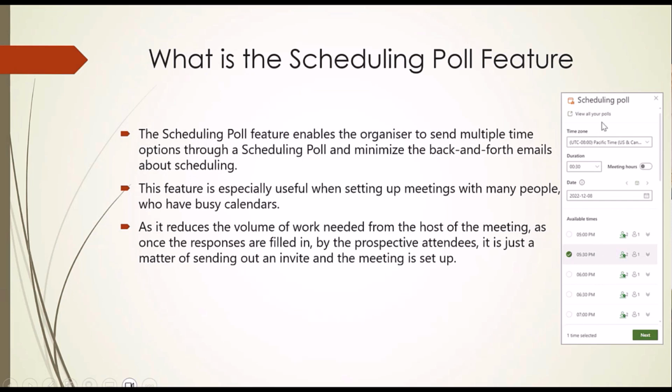So over here on the right hand side, you can see what it would look like once you're just about to send out the invites. You've got the available times on the bottom. You've got the date that's been selected and the time as well.